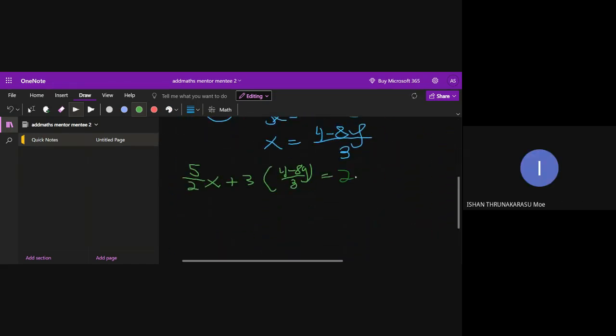Now I want to show you a shortcut. We have 5 over 2 x first. Now 3 times 4 minus 8y over 3: you can just cut like that, and you get 4 minus 8y straight away.